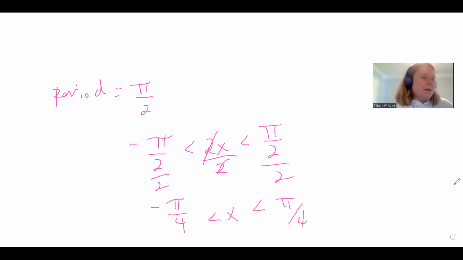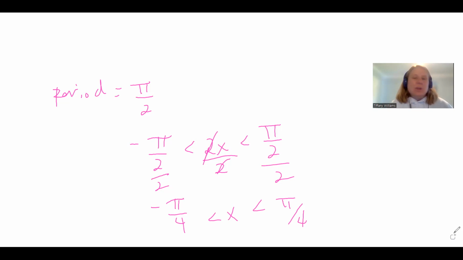So what that means is that we are going to have asymptotes starting at pi over 4. Negative pi over 4 to pi over 4 is where our first two asymptotes are going to be. Our period's pi over 2, so the next asymptote is going to be whatever pi over 4 plus pi over 2 is, or whatever negative pi over 4 minus pi over 2 is.